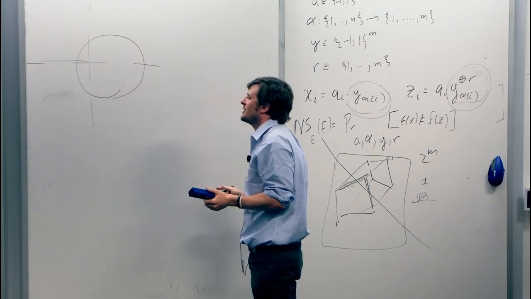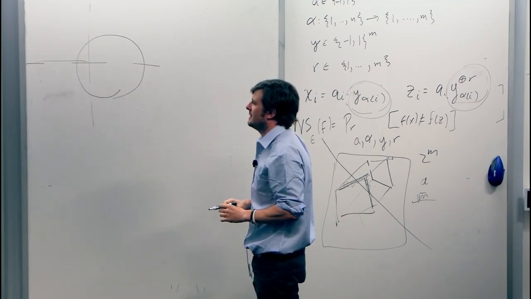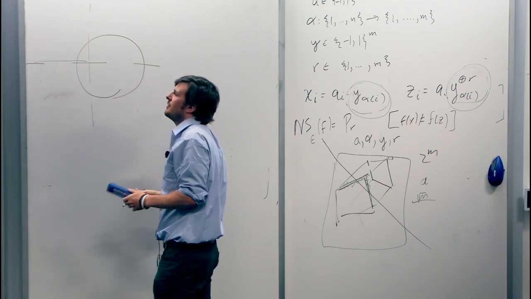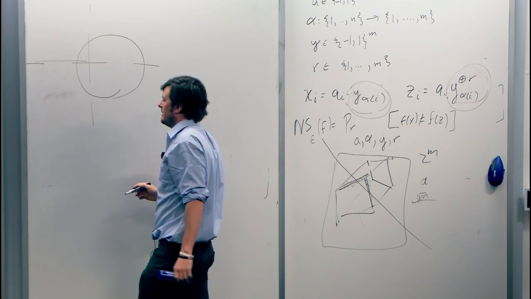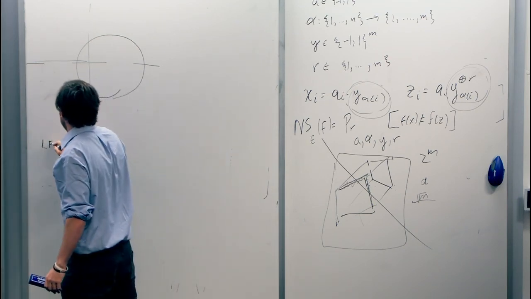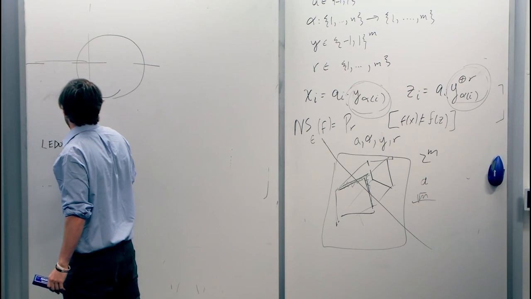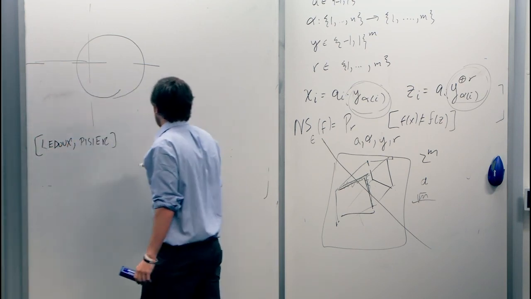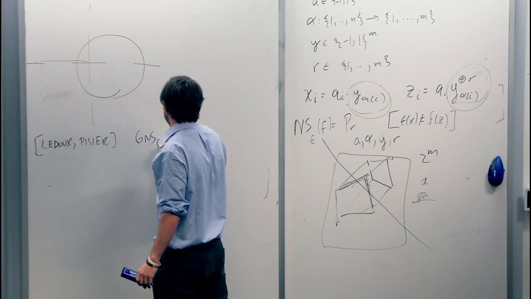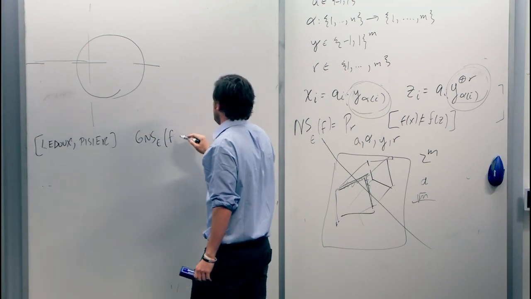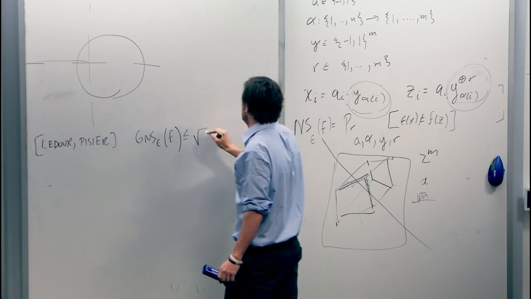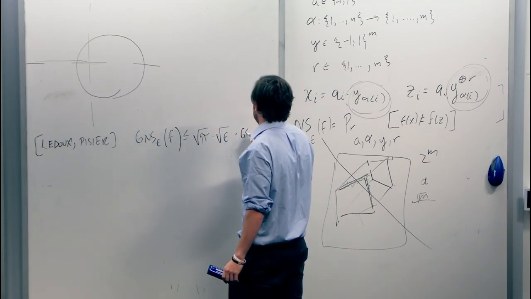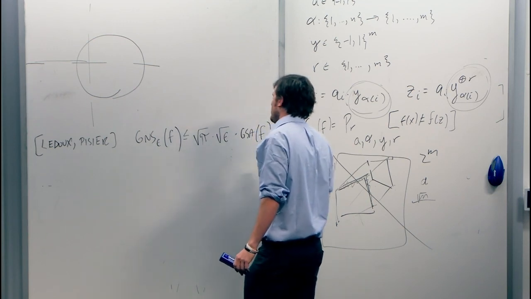And these calculations are a little delicate, but they're doable. What's interesting about the main fact that we use about Gaussian surface area, and it's implicit in the works of Ledoux and Bézier, is that the Gaussian noise sensitivity of a function is at most root pi times root epsilon times the Gaussian surface area of f.